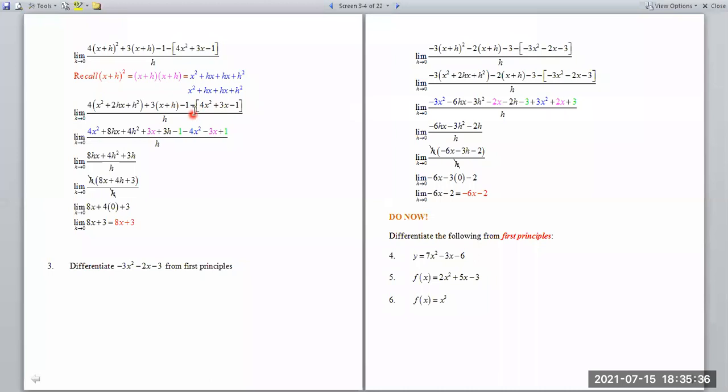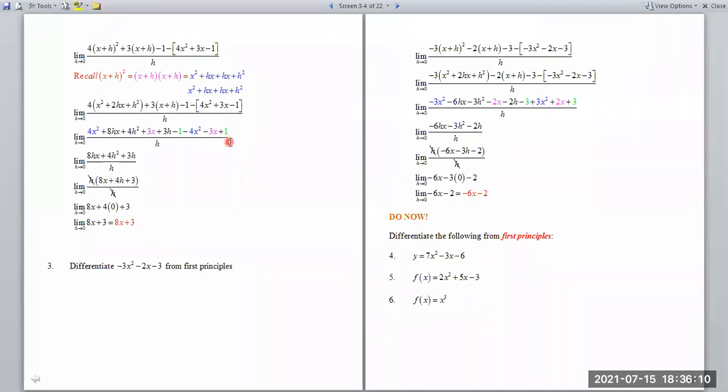And then when I reach right here, what I'm going to be doing is to multiply everything in this bracket with the negative sign. So this negative sign multiplied by everything right here is going to give me a change in sign. So this -1 times the 4x squared is going to be a negative 4x squared. This -1 times the 3x is going to be a negative 3x. This -1 times a -1 is going to be a positive 1.